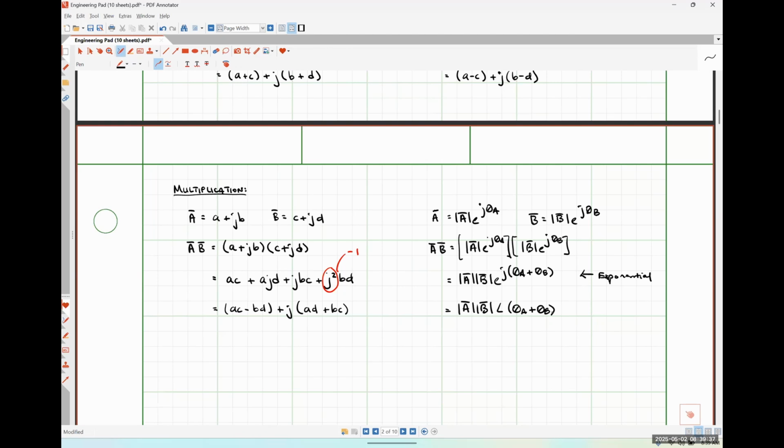Any questions, comments, or concerns about the multiplication operation and what it entails in rectangular form or exponential or polar form?